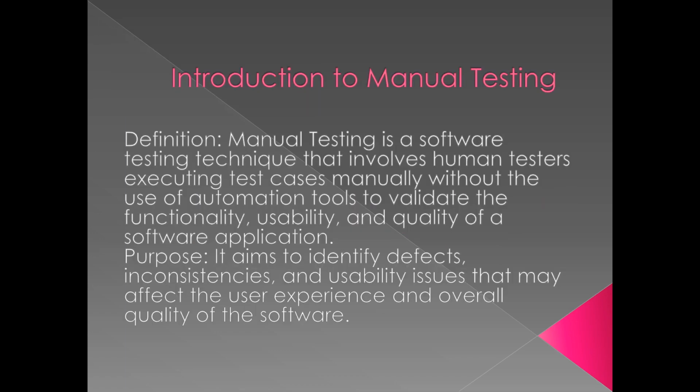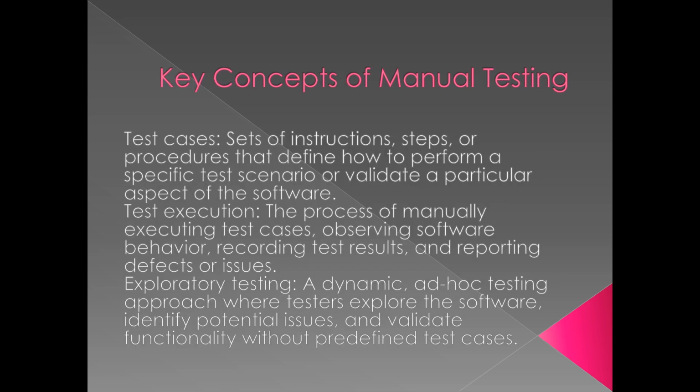Introduction to manual testing. Definition: manual testing is a software testing technique that involves human testers executing test cases manually without the use of automation tools to validate the functionality, usability, and quality of a software application. Purpose: it aims to identify defects, inconsistencies, and usability issues that may affect the user experience and overall quality of the software.